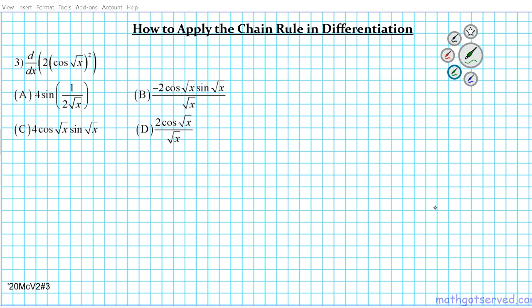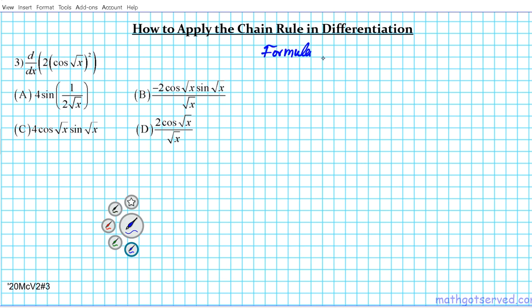Alrighty, let's go ahead and take a look at question number 3. Now, question number 3, we're being assessed on how to apply the chain rule in the differentiation process. All right, so we have to find the derivative of 2 times cosine root x quantity squared. Let's go ahead and write down the formula that's going to guide our problem solving process. So we're going to be taking a look at what the chain rule formula is.